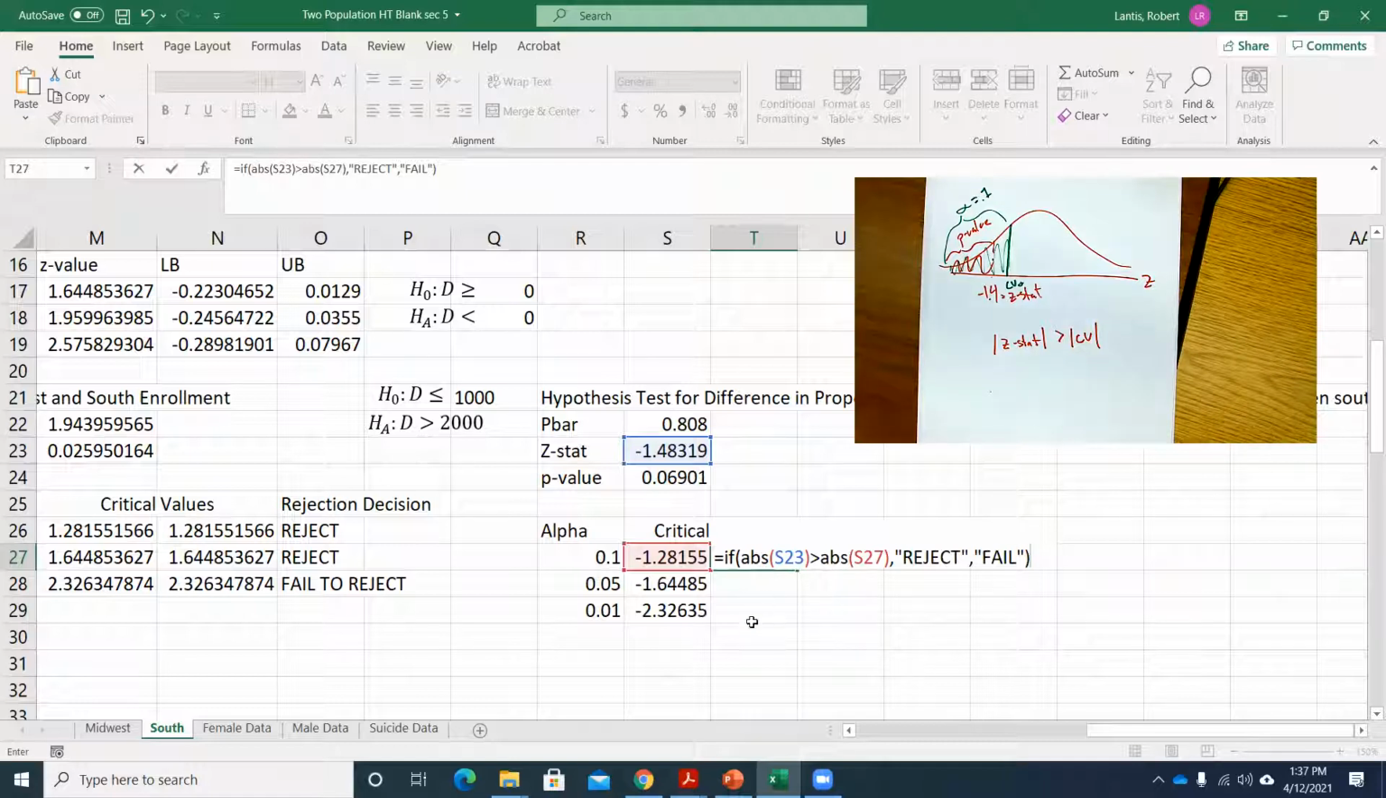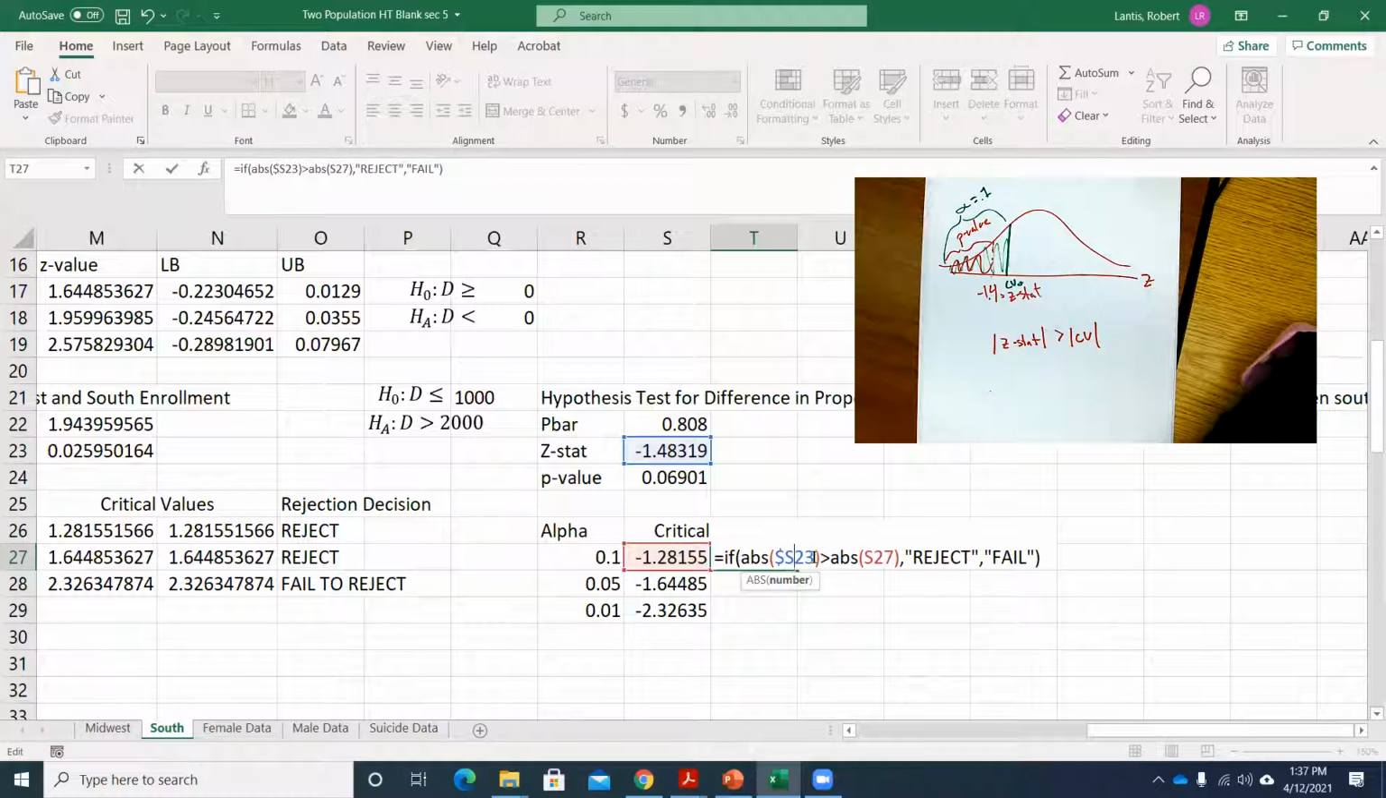Now, when I copy this down, I want to be able to test against different levels. Well, I'm going to be testing against different critical values, but I'm still using the same sample evidence, that same test statistic that I found. So I'm going to make sure that I freeze the cell reference where my test statistic is, because when I copy this down, I just want to do that rejection decision for different levels, for different critical values.